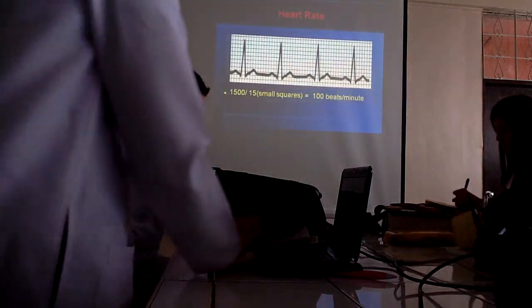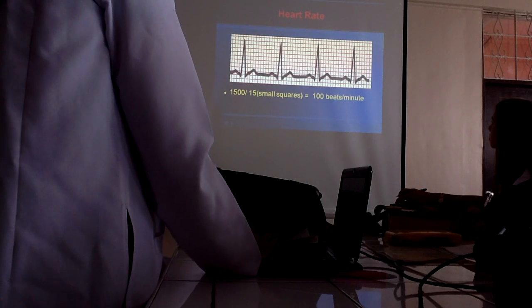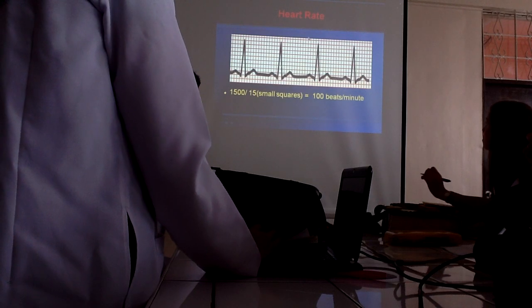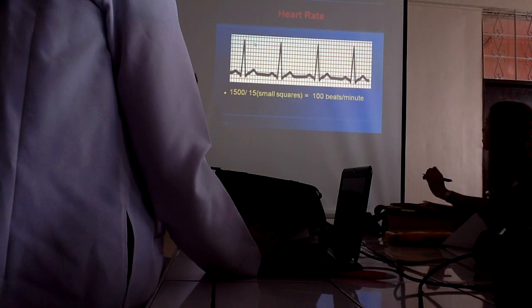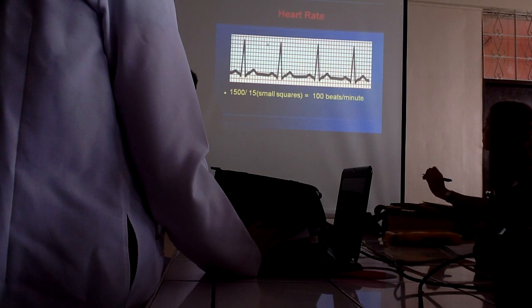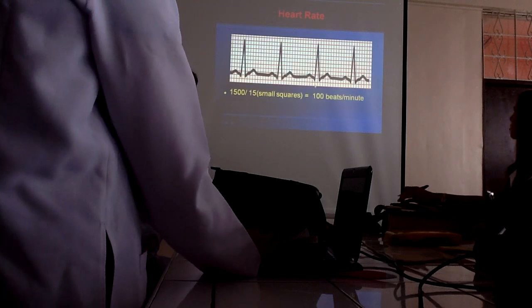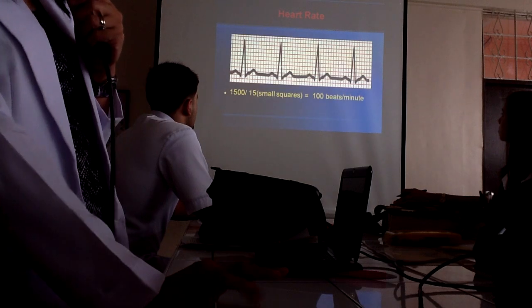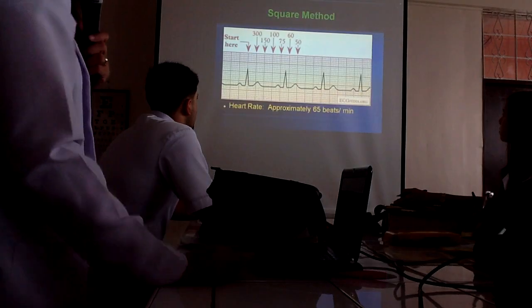For example, this one. This is a rhythm strip. How many squares in between one R and the next R? You count 1, 2, 3, 4, 5, 6, 7, 8, 9, 10, 11, 12, 13, 14, 15. So 1,500 divided by 15 small squares is equal to 100 beats per minute. That is your heart rate. It is relatively more accurate than all the other methods that I'm teaching. Did you understand this?